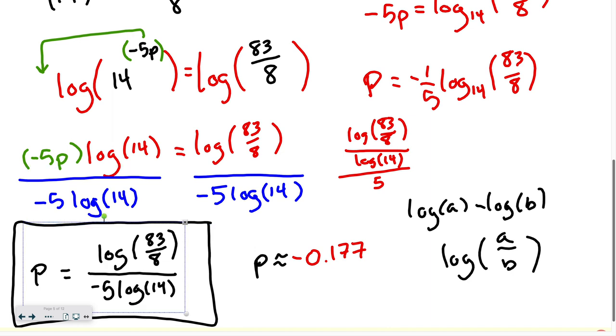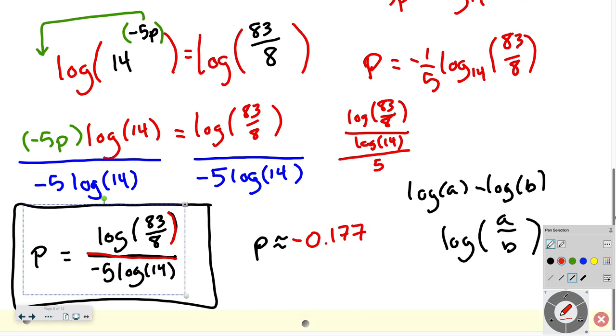And if we needed to approximate that, then we can throw it in the calculator the way I showed you before. Just be careful. When you're writing it in your calculator, I highly recommend you do it in stages until you're very comfortable. When you hit that first log key on your calculator and type in 83/8, make sure you close the grouping symbol, okay? Then when you hit that division bar, before you type in -5, open up a grouping symbol, then type in -5 log 14, and then close that grouping symbol.